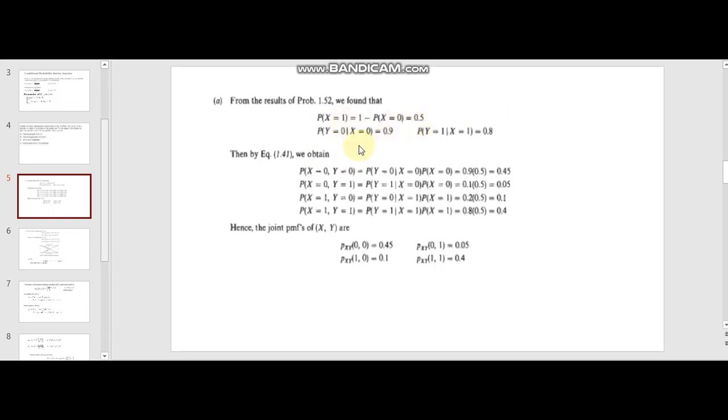or 1 by 2. Similarly, the probability of y equal to 0 given that x is equal to 0 is equal to 0.9. So we can say the probability of success when you transmit x is equal to 0, you will get on the output y is equal to 0, its probability is 0.9. Similarly, when you transmit x is equal to 1, it means the probability of y is equal to 1 given x is equal to 1 is 0.8.